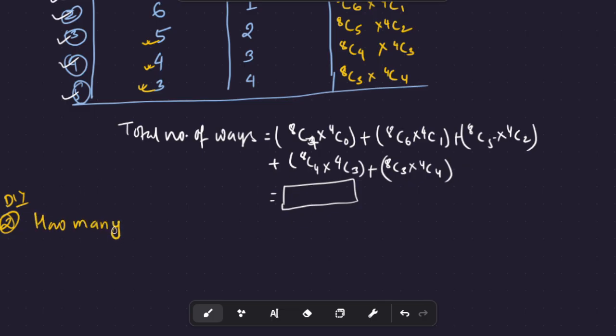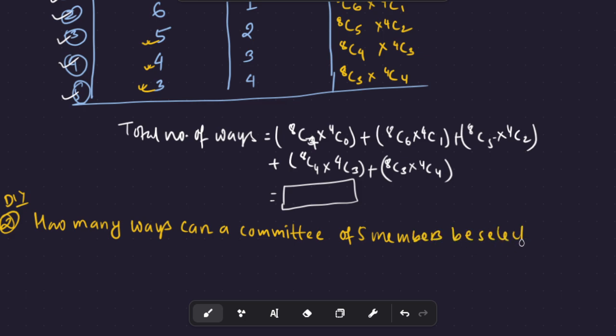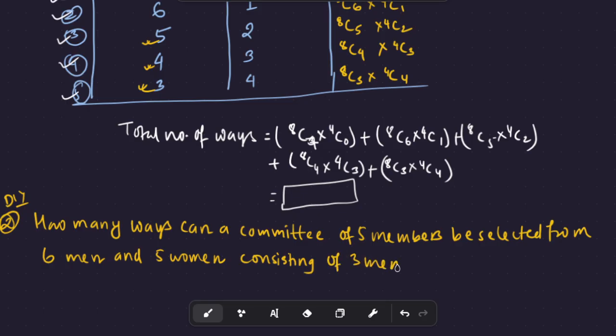In how many ways can a committee of 5 members be selected from 6 men and 5 women, consisting of 3 men and 2 women? Okay, this is our question.